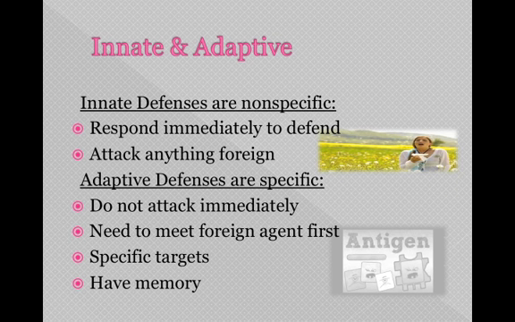Adaptive defenses are more specific. They do not attack immediately. They need to meet the foreign antigen first, and they have to have a specific target, and they also have memory just in case you meet that pathogen in the future to help you fight it faster.